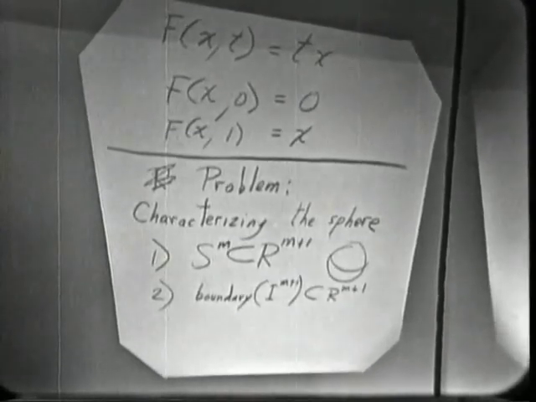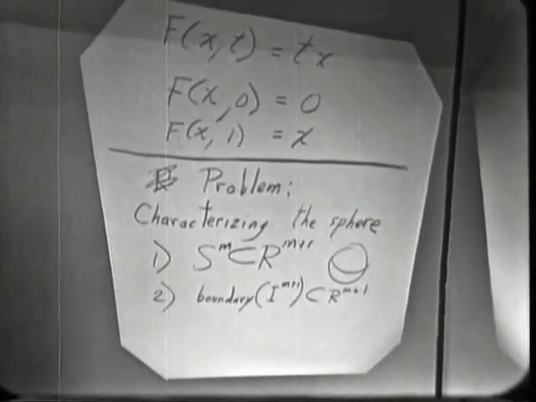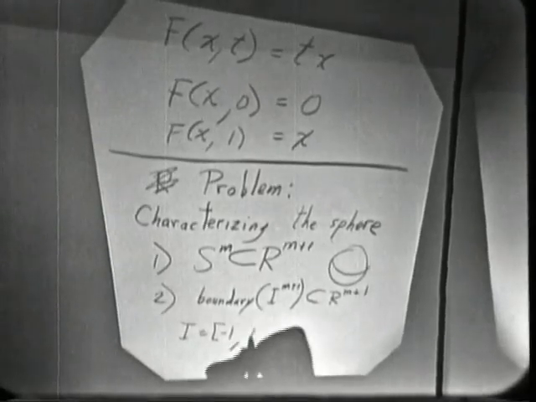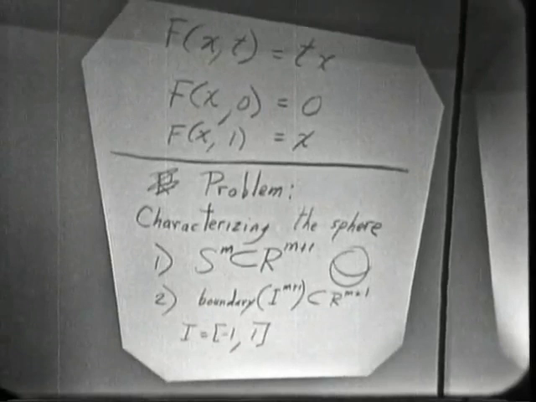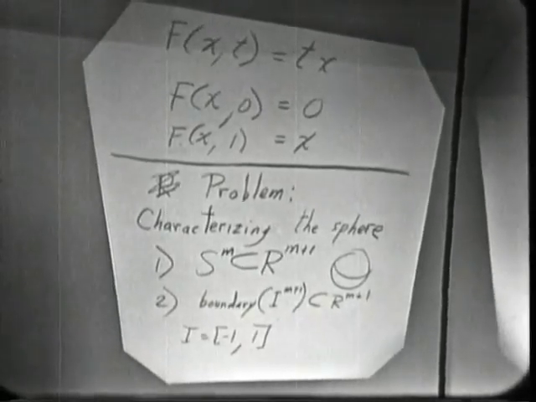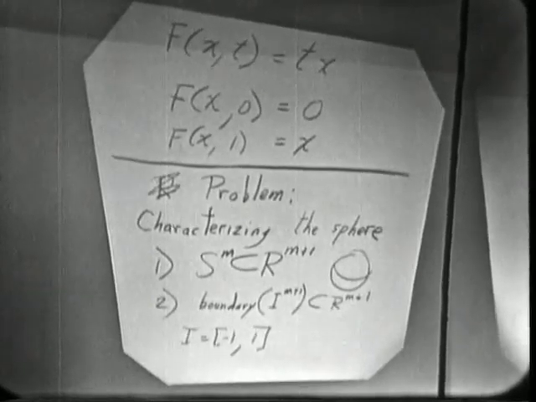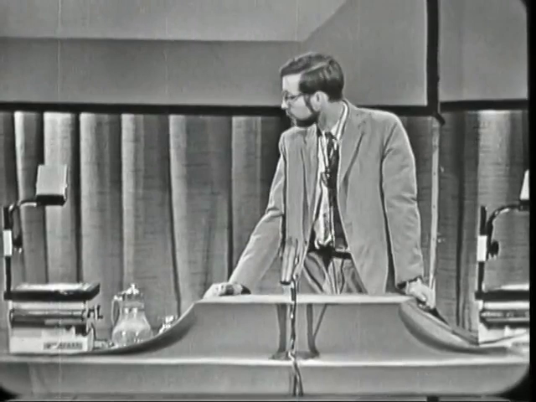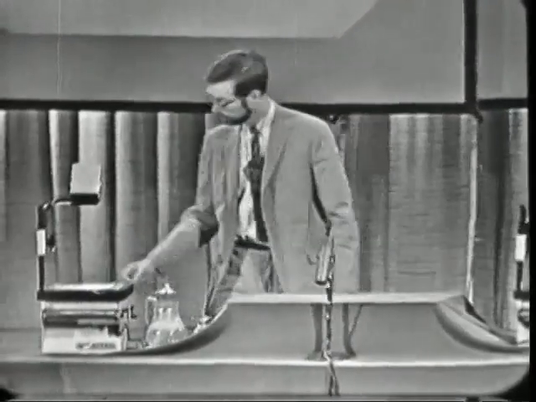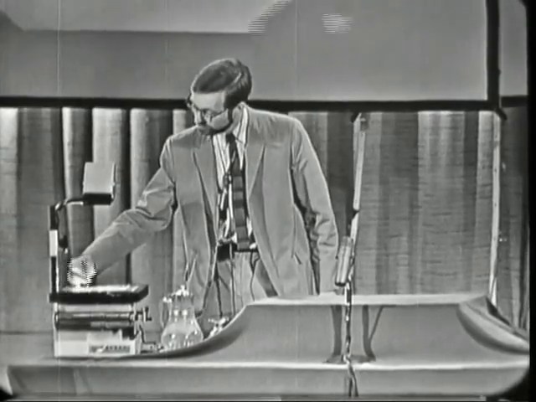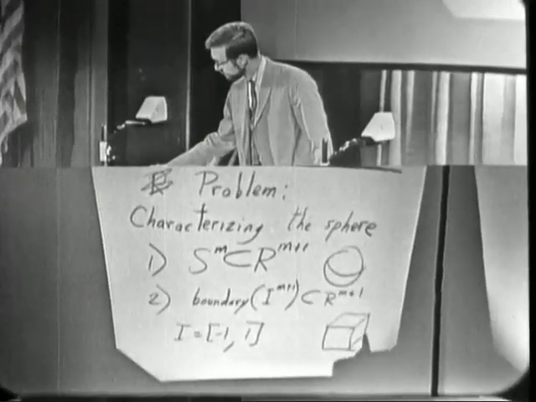Im plus 1, I mean simply the, let me take as I, the interval from -1 to 1. Im plus 1 is the set of all m plus 1 tuples, each of whose coordinates lies between -1 and 1. And the boundary is the set of all such tuples such that at least one coordinate is equal to either -1 or 1. So, some figure such as this.